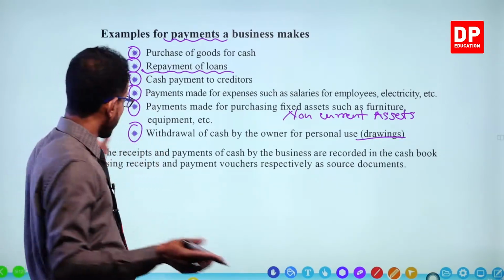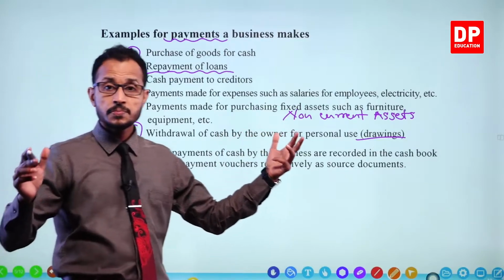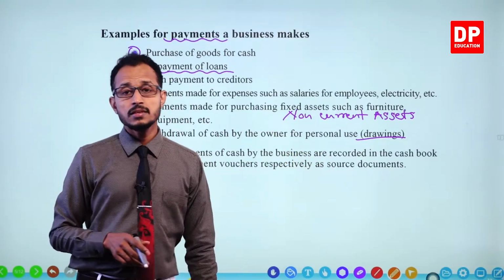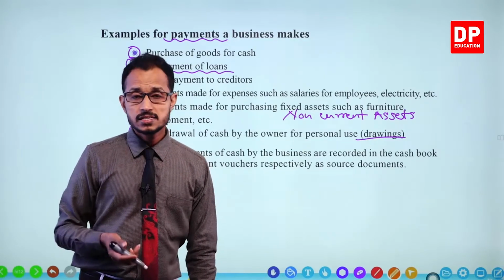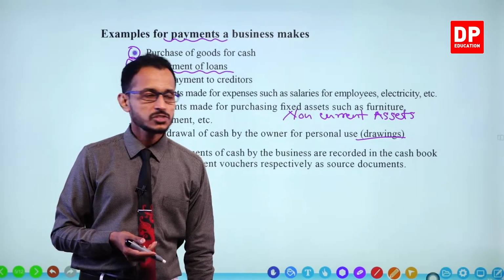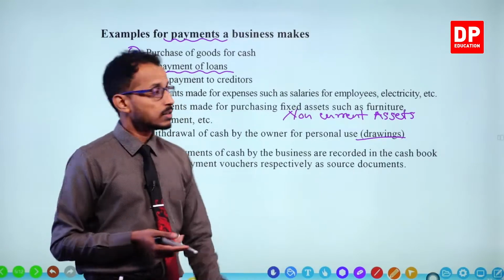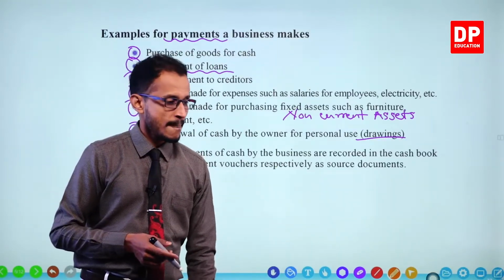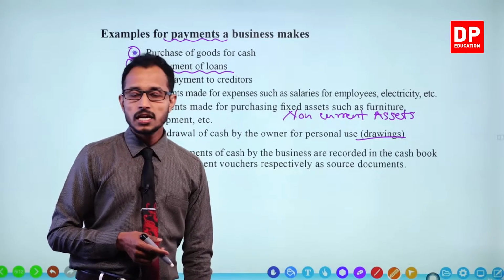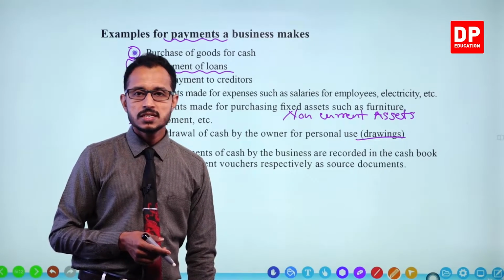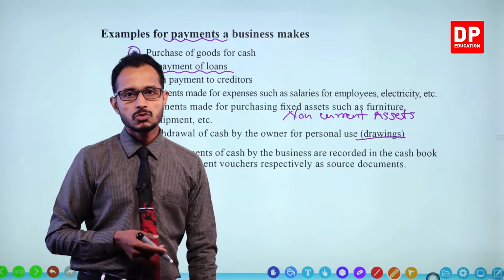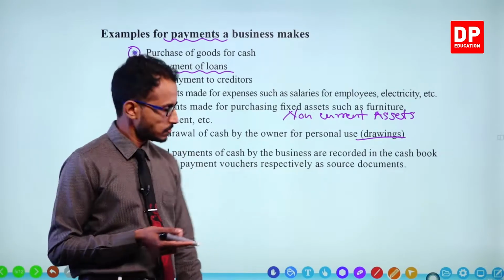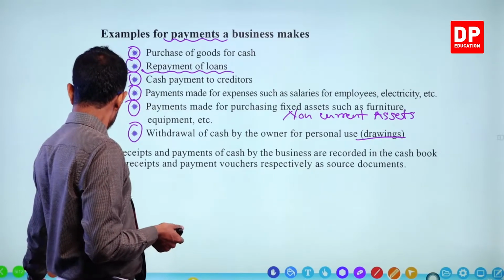There you go, children. We are done with the examples or main ways that businesses receive cash, and examples or main ways that a business pays or spends cash. What do we have next?